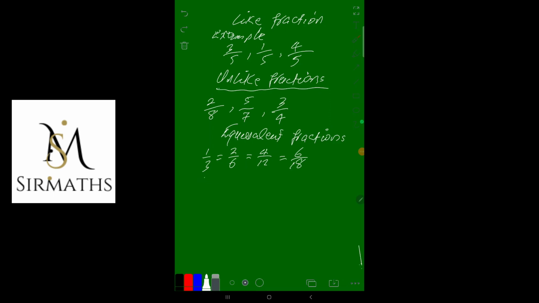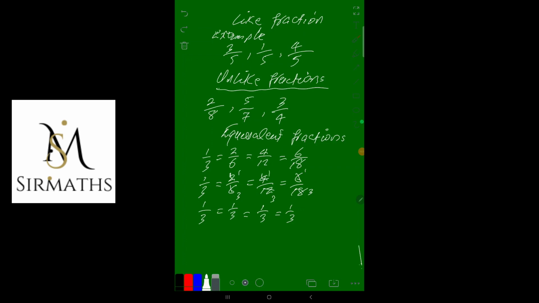For example, this is 1 over 3, and we have 2 over 6 here. We have 4 over 12, and we have 6 over 18. 2 here will give us 1, 2 here will give us 3. 4 here will give us 1, 4 here will give us 3. 6 here will give us 1, 6 here will give us 3. You can see that the values of all these fractions are equal. Each of them is 1 over 3. When simplified to the lowest term, they are all equal. We call this sort of fraction equivalent fractions.